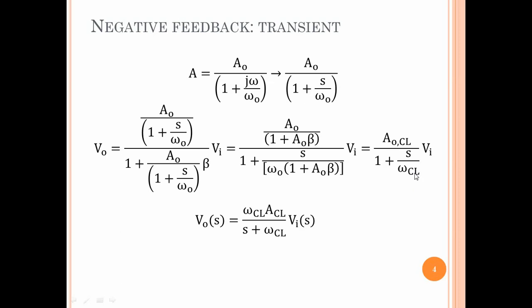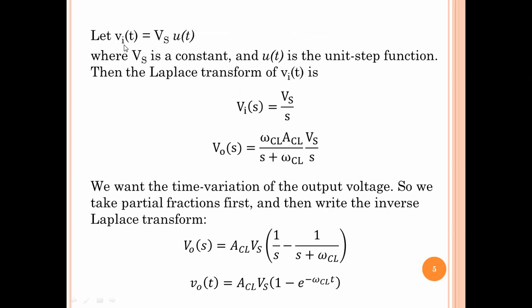Now I'm going to write this slightly differently. I'll just multiply and divide by omega CL, so we write it in this form. Now we say, suppose Vi is a unit step function. So we do the analysis for that specific case. Let Vi be a unit step function, where Vs is some constant voltage magnitude.